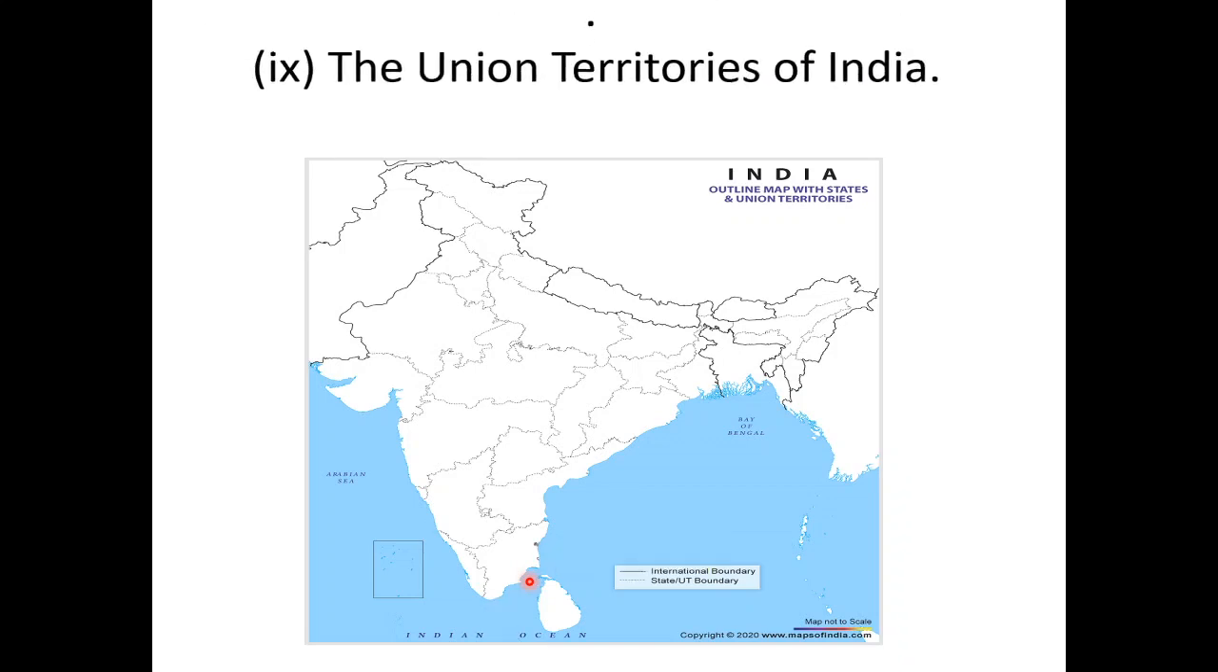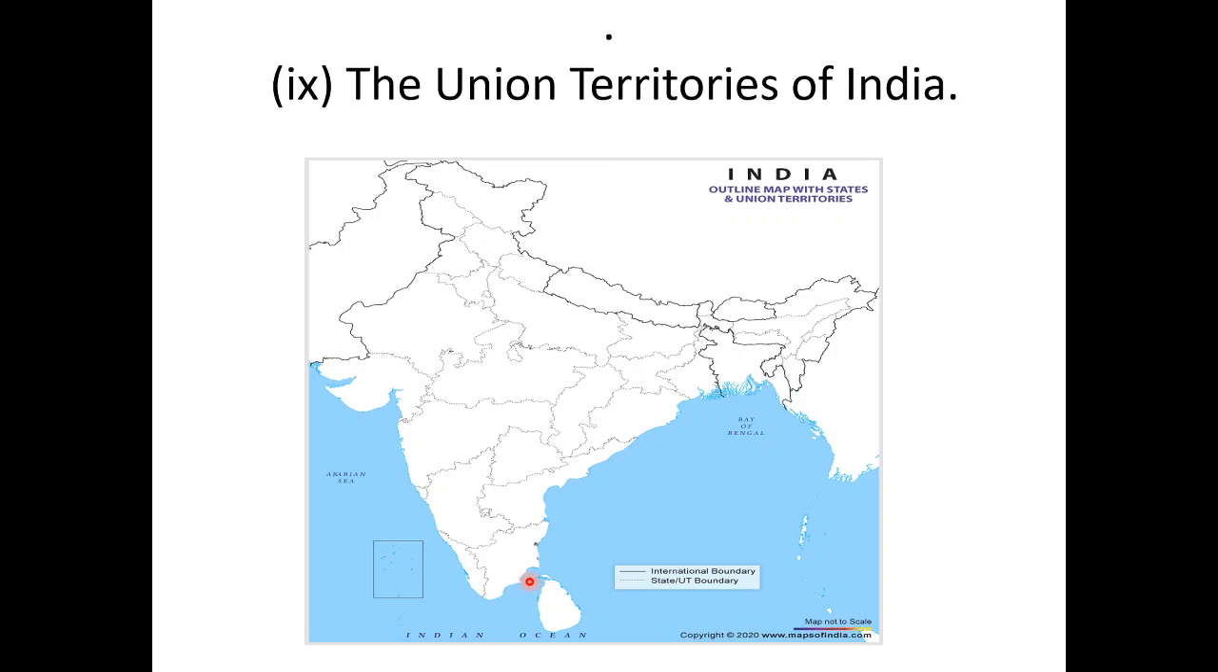And the last topic is the Union Territories of India. They are also very important. You know that we have states and we have Union Territories. And the states, you know, this is Uttarakhand, this is Himachal, this is Punjab, Haryana, Delhi, and so on. We have around 28 states.